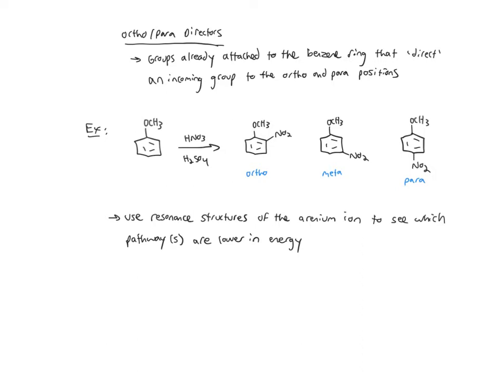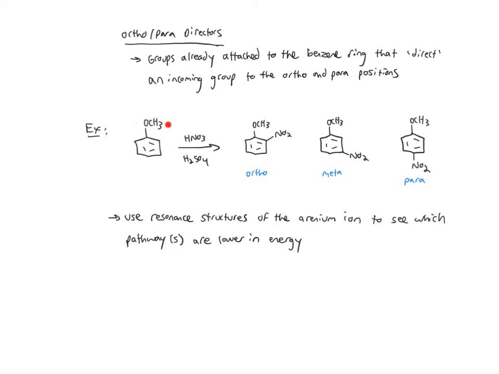So this is going to be very important for product structures that we're going to be drawing and what's going to be our major products. And so the first thing we're going to talk about is groups that are going to direct the new incoming group to go either ortho or para to it. And so let's take a look at this example down here.